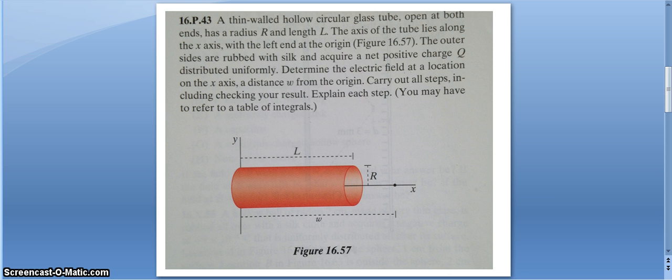This is the problem statement. A thin-walled, hollow circular glass tube, open at both ends, has radius r and length l. The axis of the tube lies along the x-axis, with the left end at the origin. The outer ends are rubbed with silk and acquire a net positive charge q distributed uniformly. Determine the electric field at a location on the x-axis, a distance w from the origin. Carry out all steps, including checking your result. Explain each step. So that is the figure.